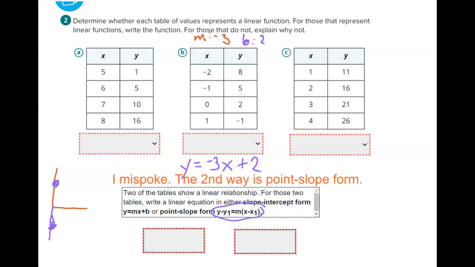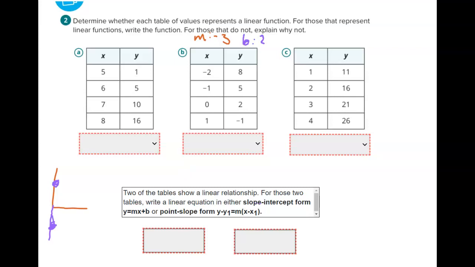point-slope form. So let's do that way too, just so you've seen them both, right? In point-slope form, we have this format. It's right here, so you can look at it. We have y minus y sub 1 equals the slope times x minus x sub 1.